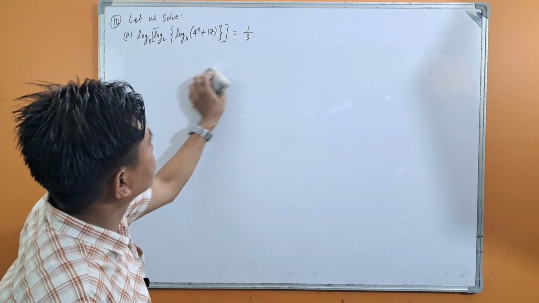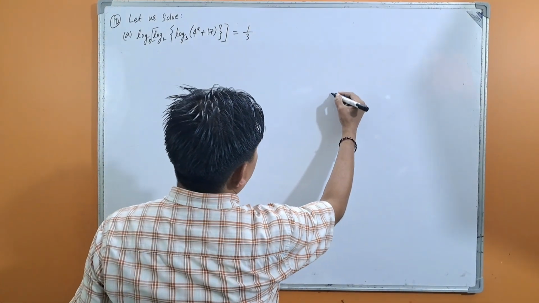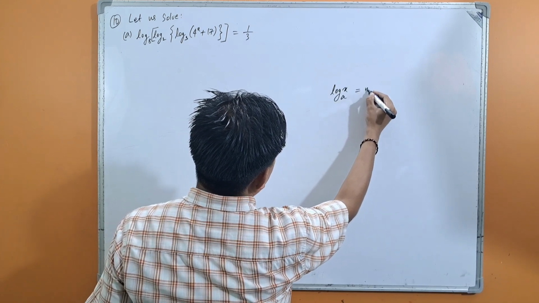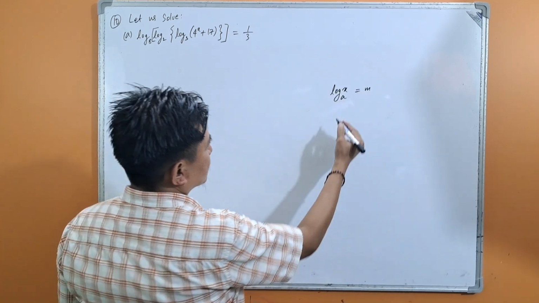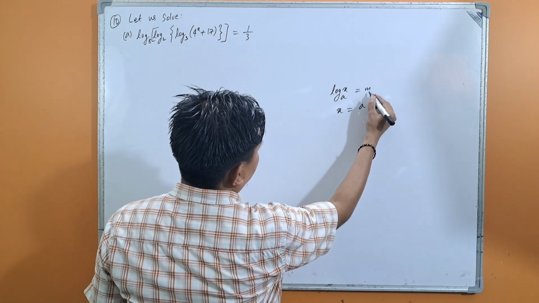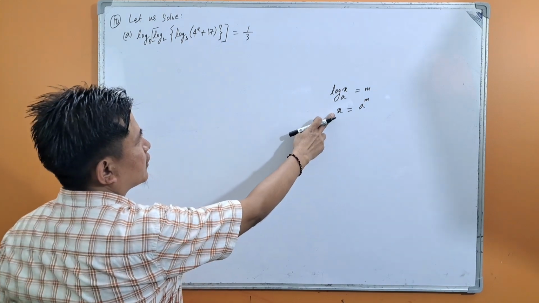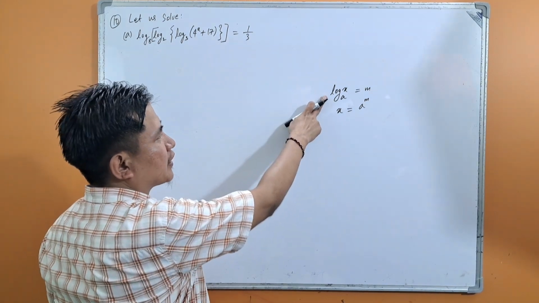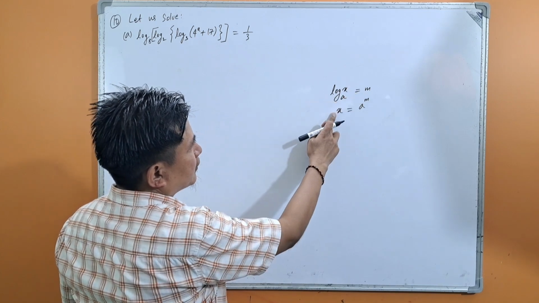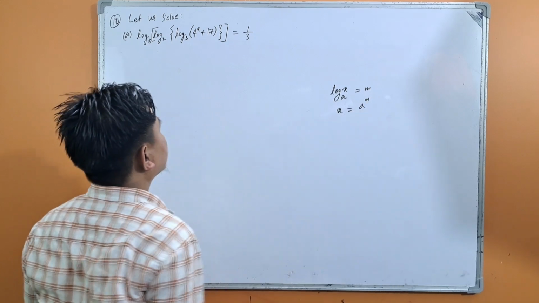To solve this question, let us first learn to convert a logarithmic equation to exponential form. So if we have log x to the base a equal to m, we can write this as x equal to a to the power this m. This is the logarithmic equation and this is the exponential equation. Logarithmic equation can be converted to exponential equation like this. This x will remain here, this base a we write here, this m becomes the power.